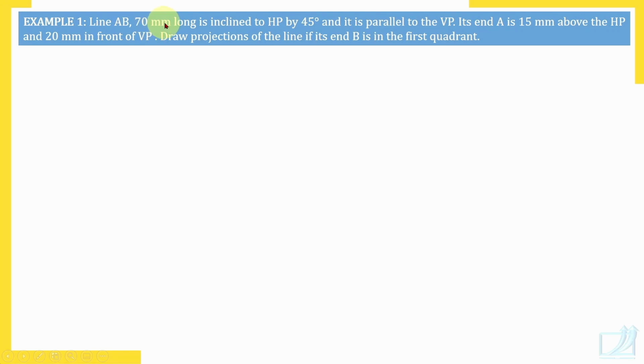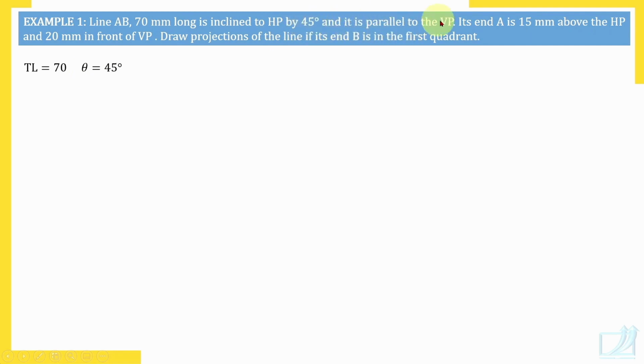Line AB 70 mm long. So this is the true length of the line. This is the notation we use for true length of a line. It is inclined to HP by 45 degrees. Now what notation do we use for inclination with HP? Inclination of line with HP, theta. So theta is given as 45 degrees.